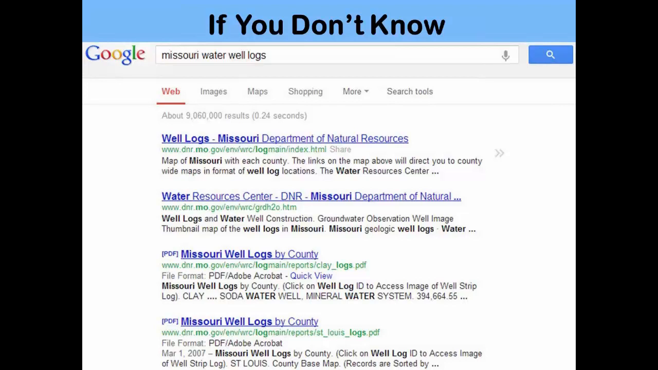And this varies by state. In Missouri, it's DNR. In Illinois, it's both the State Geological Survey and the State Water Survey, which are both at the University of Illinois. In Washington State, it's the Department of Ecology. You just need to search in your state or area and see who might have those logs, if you don't know your driller.